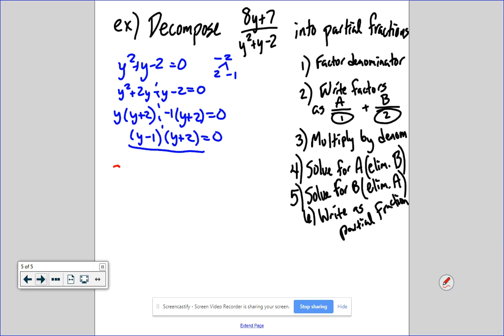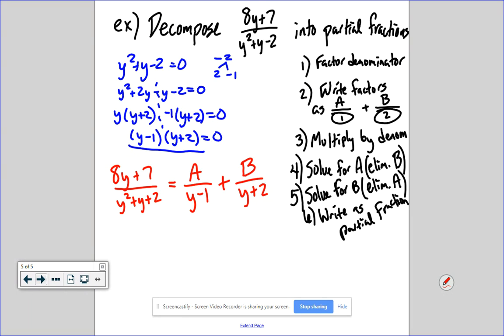Step two, (8y + 7) over (y squared plus y minus 2) equals A over y minus 1 plus. Mr. Kyle, in the top you have y squared plus y minus 2, and then down there you have plus 2. Oh, you're right. That should be minus 2. Thank you.